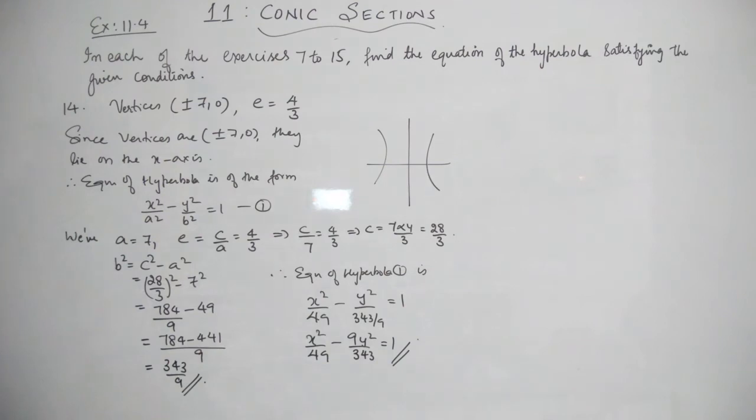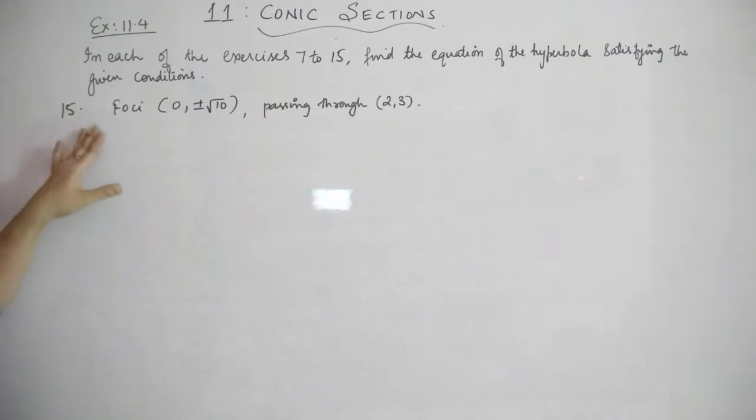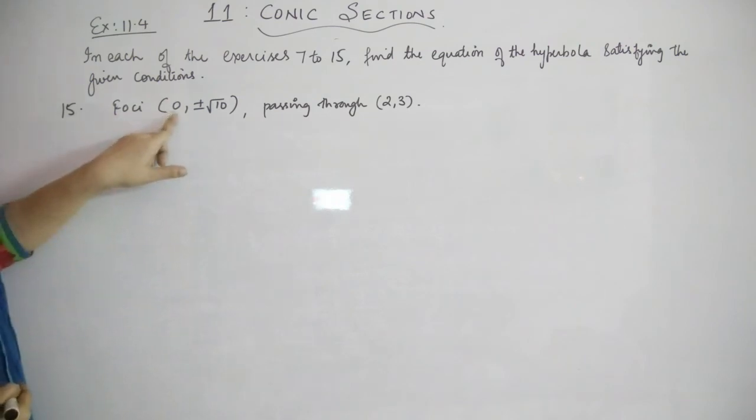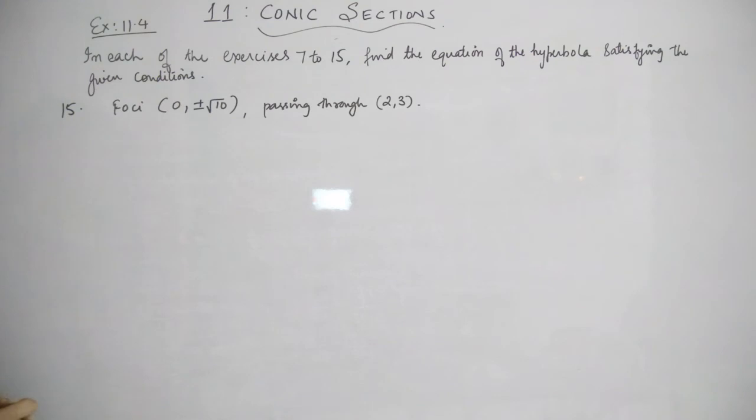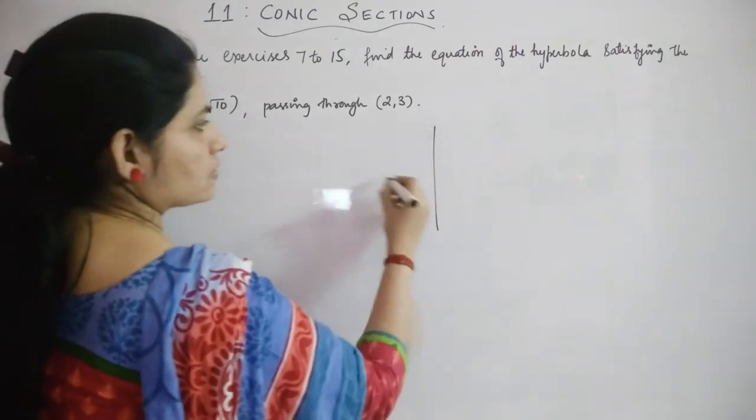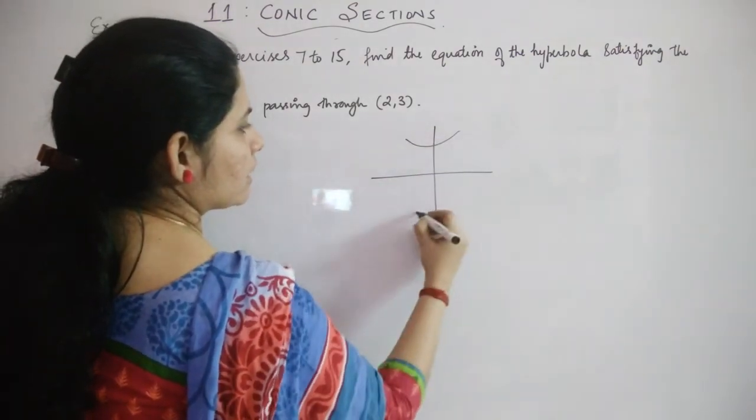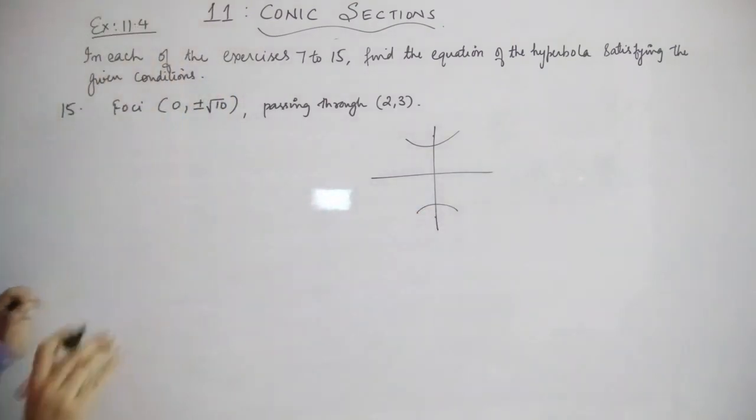Okay. Question number 15: foci is given to be 0, plus or minus root 10, and the equation of the hyperbola is passing through 2, 3. So that will help us to find out what is A and B. Here we can find out what C is also from the foci, and since the coordinate is of the form 0, plus or minus C, it is lying on the y-axis, that is the foci will be on the y-axis.